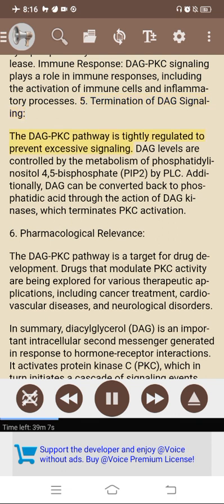5. Termination of DAG signaling. The DAG-PKC pathway is tightly regulated to prevent excessive signaling. DAG levels are controlled by the metabolism of phosphatidylinositol 4,5-bisphosphate PIP2 by PLC. Additionally, DAG can be converted back to phosphatidic acid through the action of DAG kinases, which terminates PKC activation.